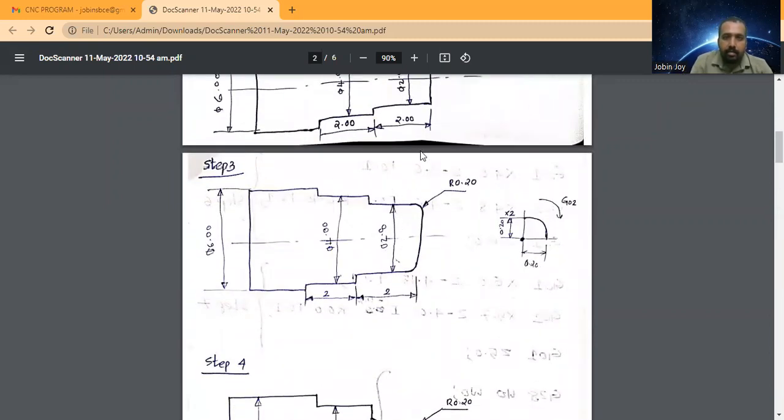Then there is an arc at this end, and the radius of this arc is R0.20. So I have to machine an arc here at this end. So that is the next step.